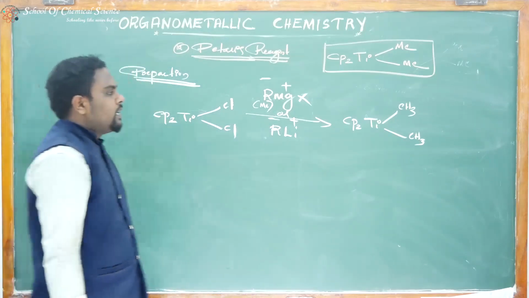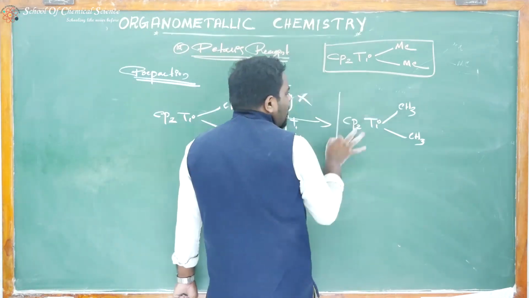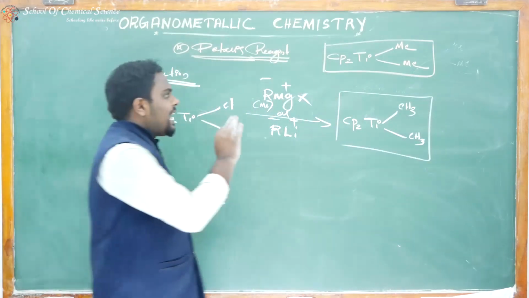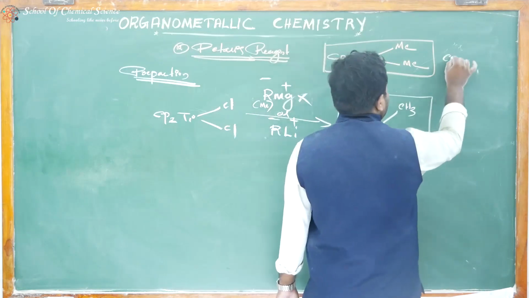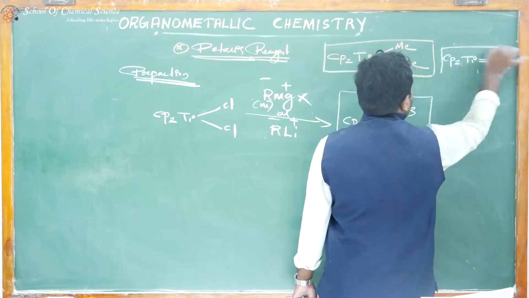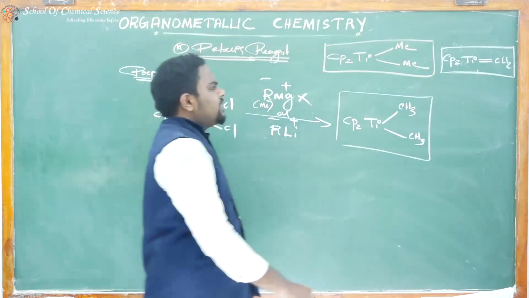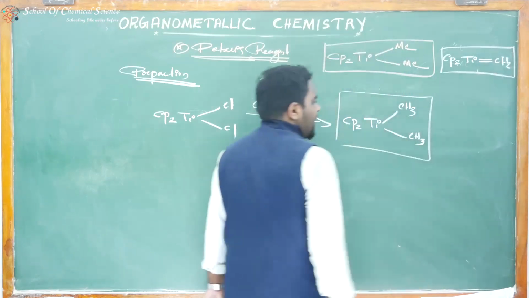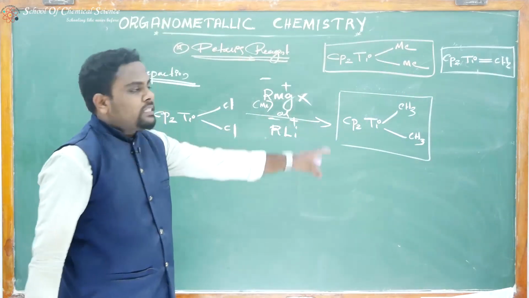Then what happens? So this is called the Petasis reagent. What is the active form of Petasis reagent? Cp2Ti=CH2, popularly this one. This is the active form of Petasis reagent.